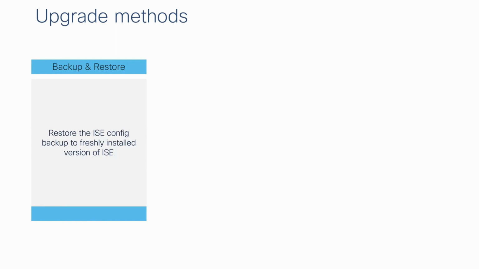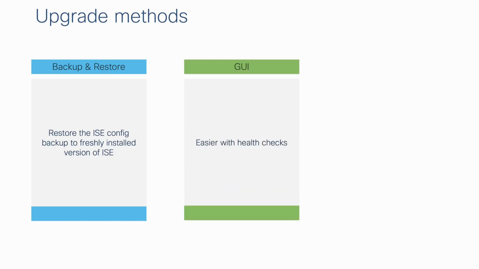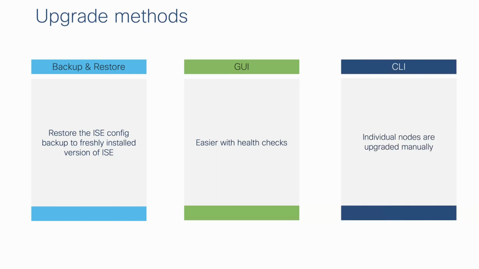So at any point of time, you have an advantage. If something goes wrong with the new deployment, you can always fall back to the old deployment. That is the advantage it brings. However, the GUI is the most intuitive. It's easy, with the pre-check. If the GUI is intuitive enough to provide the upgrade, obviously I'm going to follow the GUI upgrade. The last one, the least preferred one, is the CLI, where individual nodes are upgraded manually by going to the CLI and upgrading them.